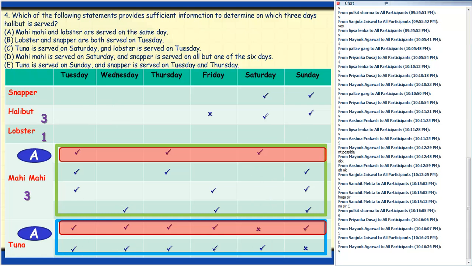Alright, so let's start with option D. Mahi mahi is served on Saturday. Okay, 1 item, 2 item and third item. Mahi mahi is served on Saturday. And snapper is served on all but one of the 6 days. So snapper is served on exactly 6 days.